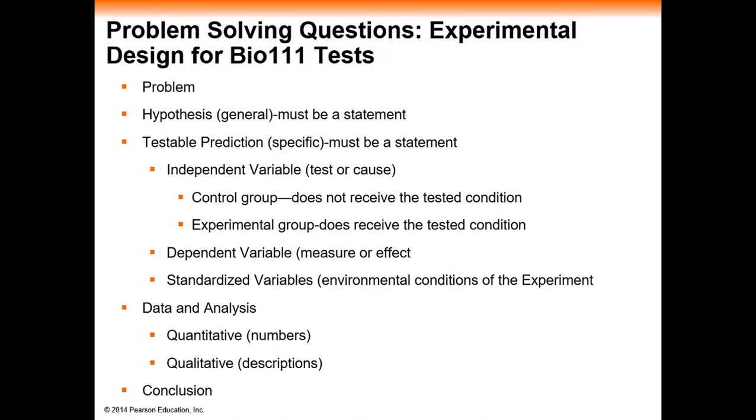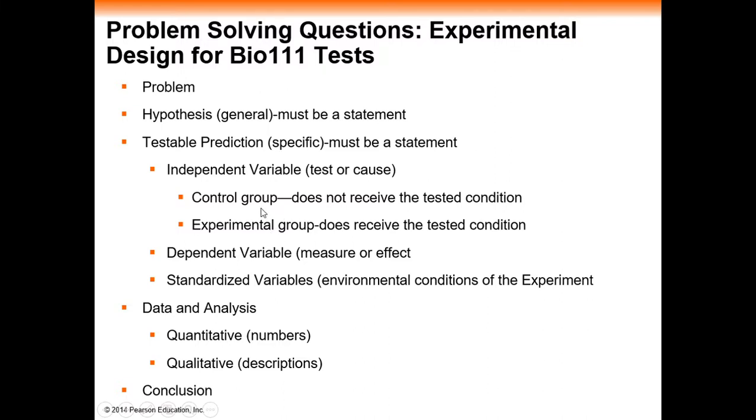Whenever we have that independent variable, we need to make sure that we have 2 groups: a control group that does not receive that tested condition, and an experimental group that does receive that tested condition. So if we're talking about that cancer drug therapy, one control group would need to not get the cancer drug therapy, and the other experimental group would need to get that cancer drug therapy. If we're talking about that physical therapy experiment, the control group would not receive the physical therapy, and the experimental group would receive the physical therapy.